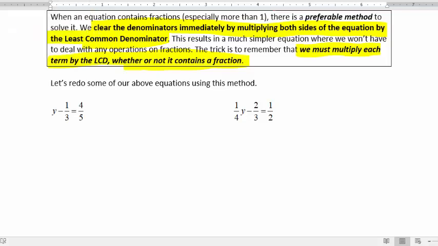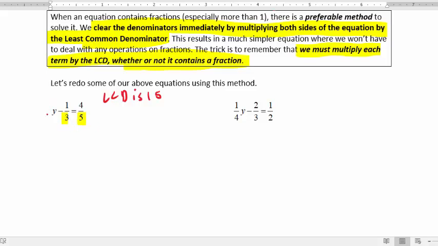So some of these, like this first one, and even that second one, kind of. Well, I guess not the second one, but the first one definitely. It's simple enough where you wouldn't even really have to multiply by the LCD. It's just a one-step equation. But assuming we wanted to clear the fractions from this equation, we'd look and say, all right, our denominators are 3 and 5. So the LCD of 3 and 5 is actually going to be 15.